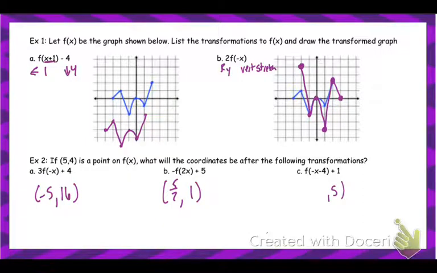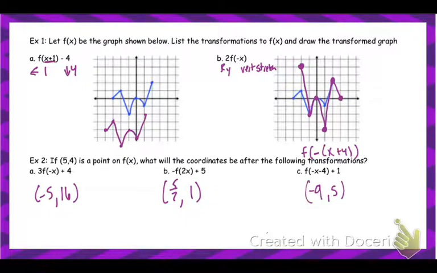F of negative x minus 4. There's 2 ways you could look at this. Again, when we're doing horizontal, we're basically trying to undo this operation and get x by itself. So I could add 4 and then reflect. But what we've been doing all year is factoring out that negative. Because by doing it that way, we can always multiply first, and we don't have to worry about order based on what we have. We multiply first, we add and subtract second. So by factoring this out, now I can do the negative first. So that becomes negative 5. Negative 5 minus 4 gives me a negative 9.